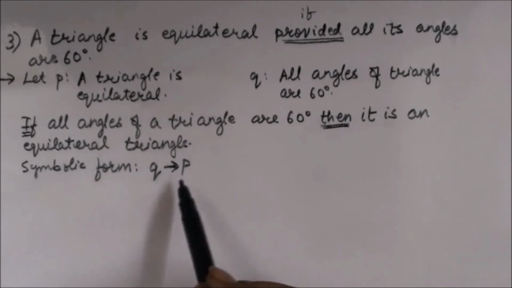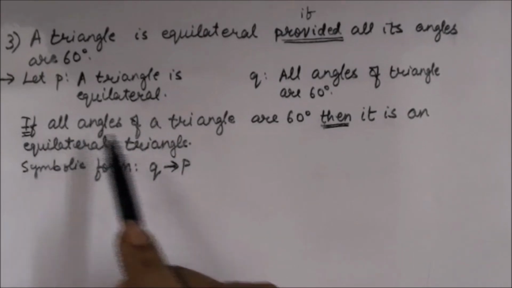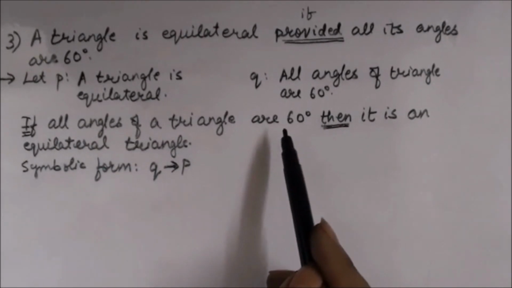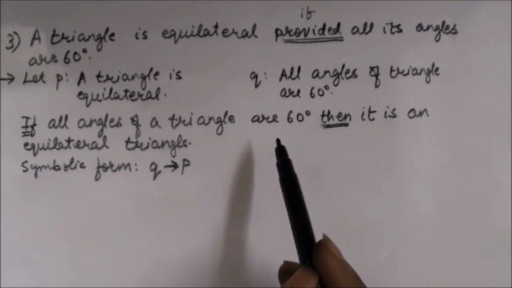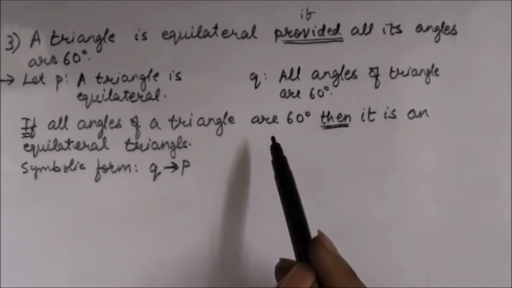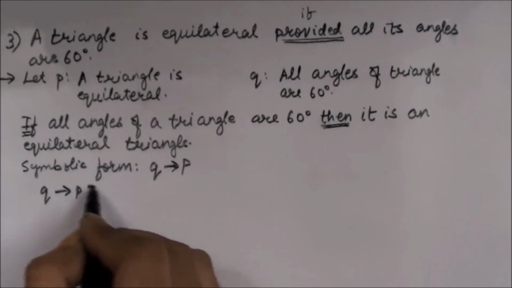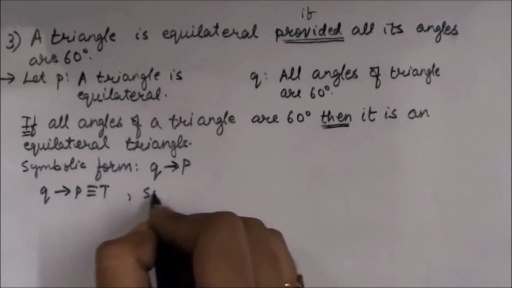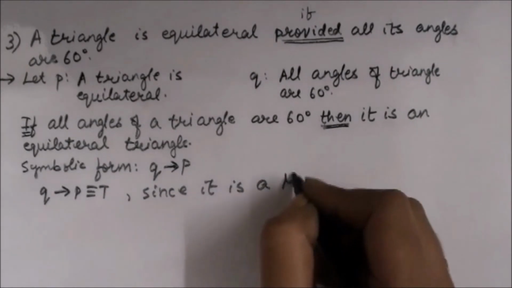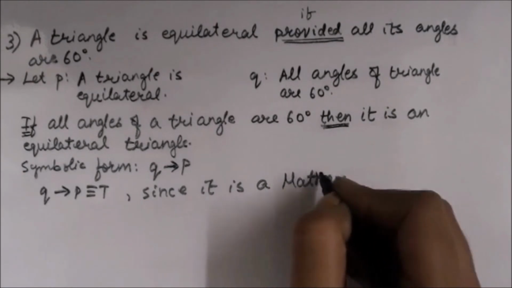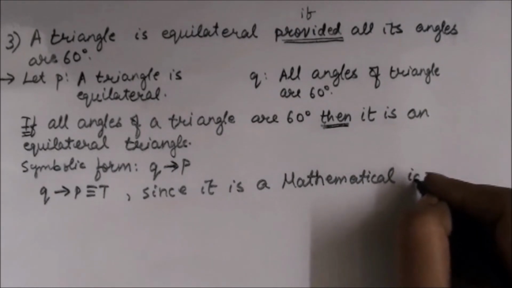Now, truth value of the statement is true because this is a mathematical identity. All of us know that when all the angles of a triangle are 60 degree, then it is an equilateral triangle. So this is a mathematical identity and mathematical identities are always true statements in logic. This we have seen in our first lecture. So therefore, Q implies P will be true since it is a mathematical identity.